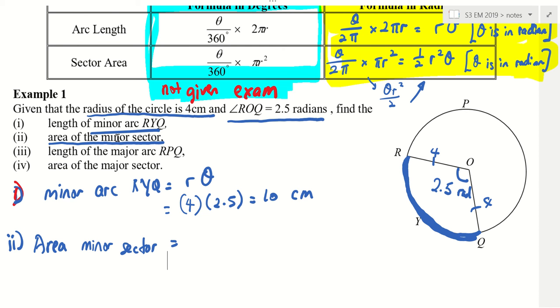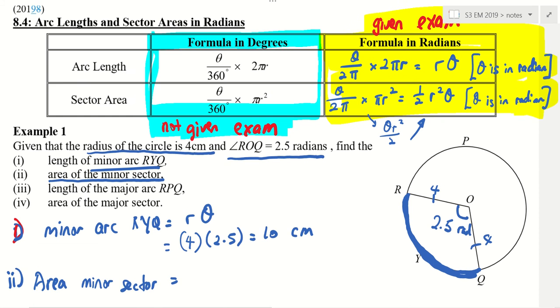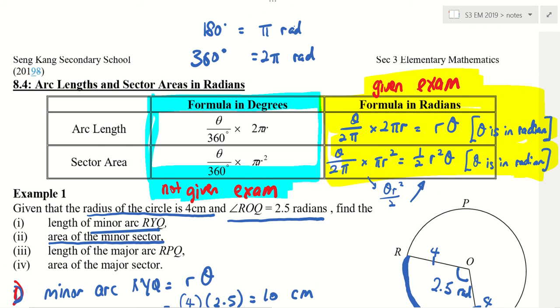Actually, these two are the same. Are you confused because these two look different? Both are the same. This is what we used the last time, right? Theta over 360 times pi r square. But now instead of theta over 360, I put theta over 2 pi. Because in radian, the angle 360 is 2 pi.